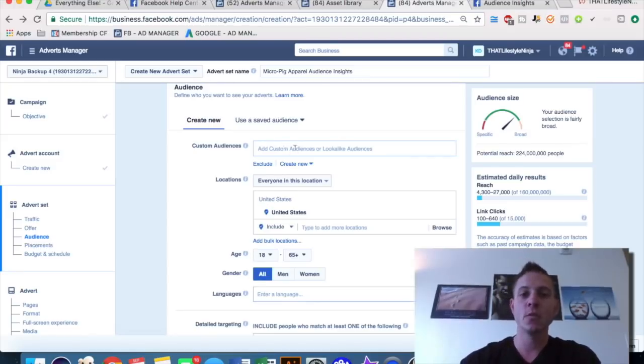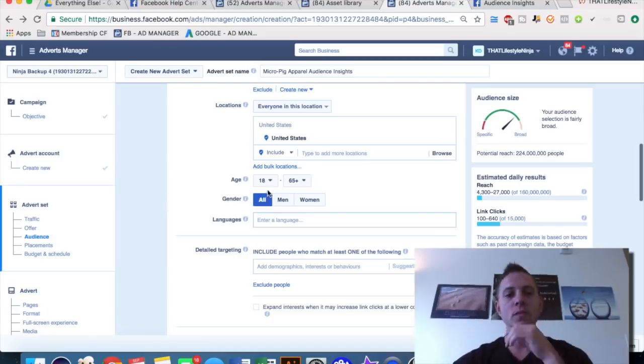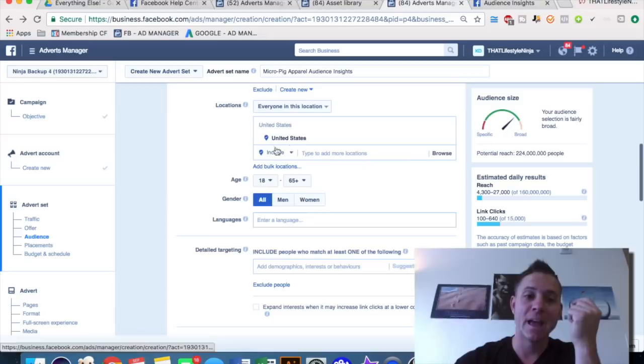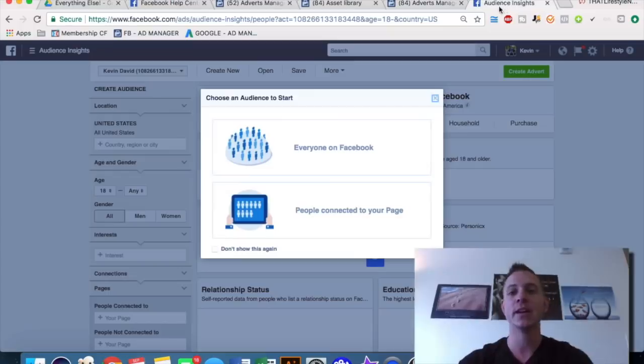Right, so for this one, we're not going to use a custom audience because I just want to show you guys, completely from scratch, how we're going to target these micro pigs. So 18 to 65 plus. For this one, how we actually get this type of data, because you don't want to just completely guess, right? You want to know, of everyone on Facebook, what gender and age groups and everything we can figure out about them actually like micro pigs. So how we're going to do that is we're going to come over to the Audience Insights section.